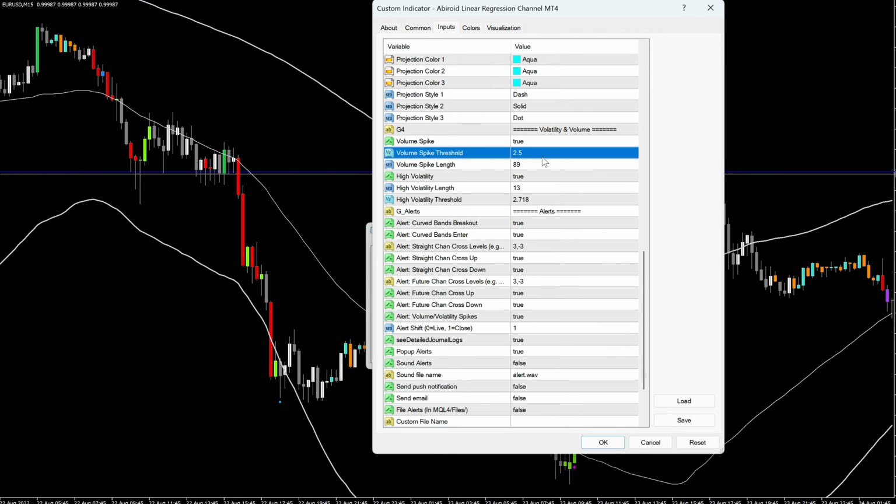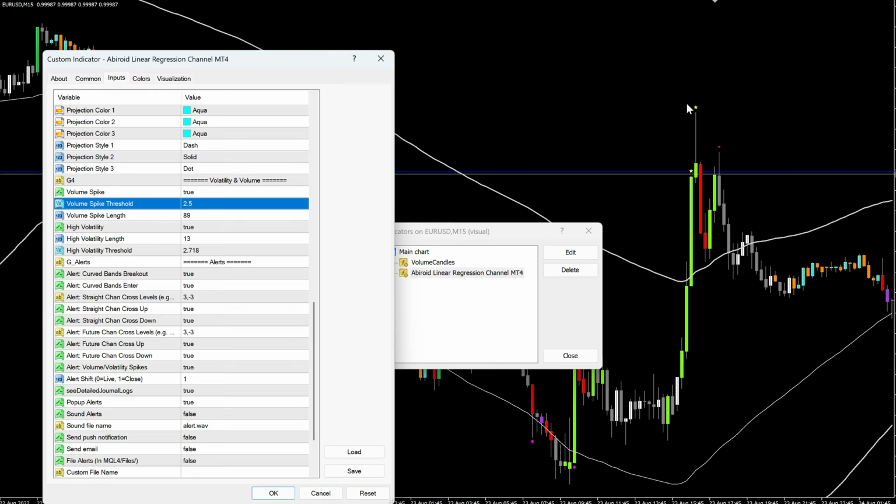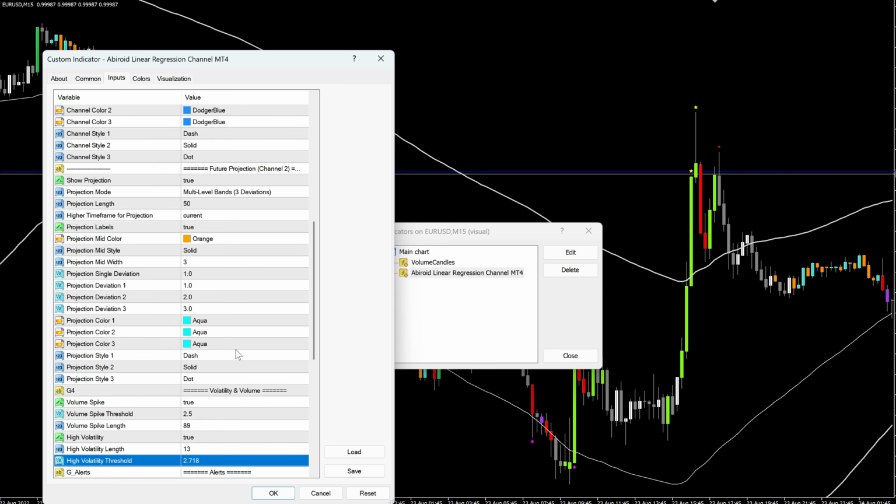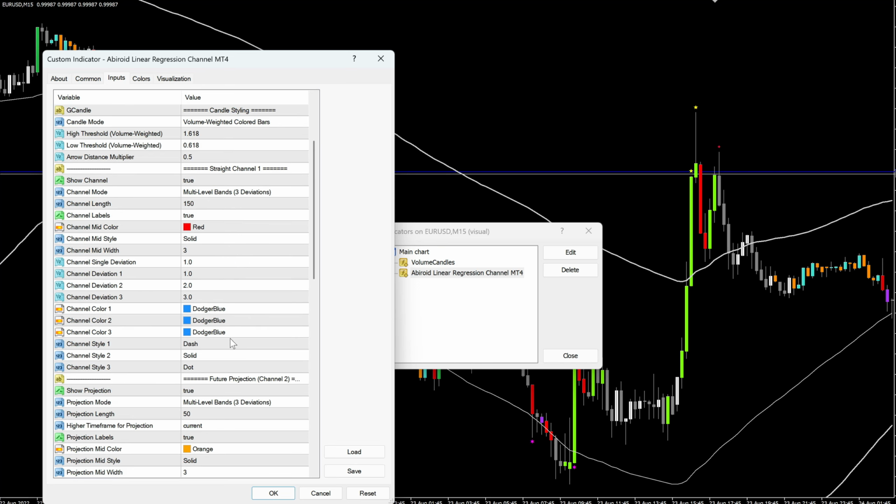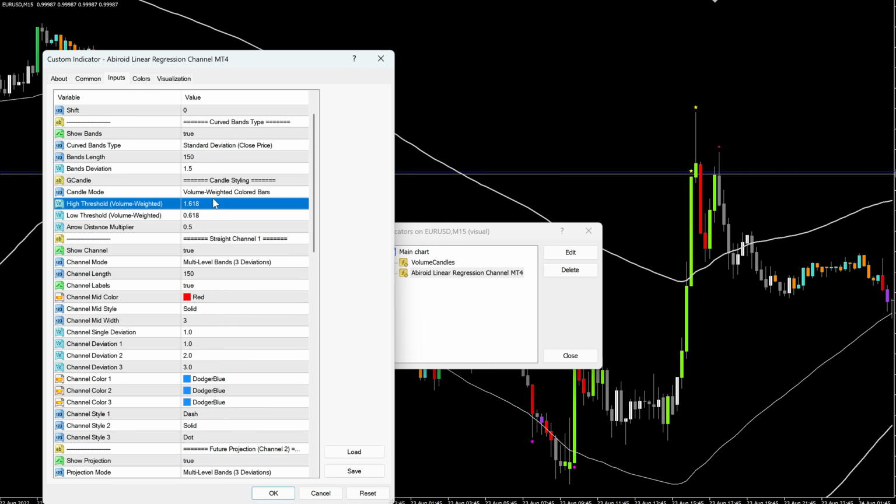So this spike threshold is for these actual yellow dots. And same way for volatility, this high volatility threshold is for these dots. And in order to get the heat map, you can set the high volume threshold and low volume threshold right here. And this arrow distance multiplier is just to space out these small dots away from the high and low of these candles.